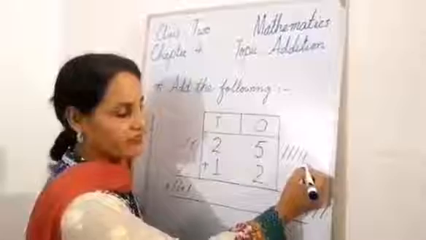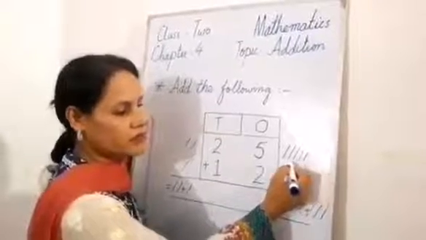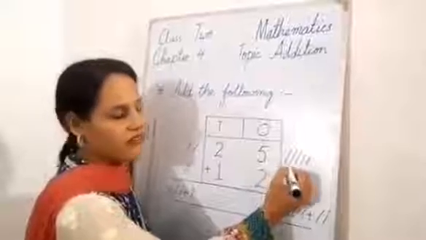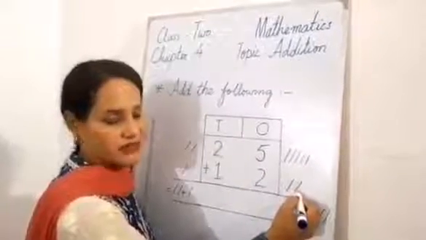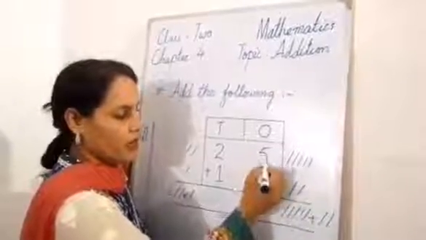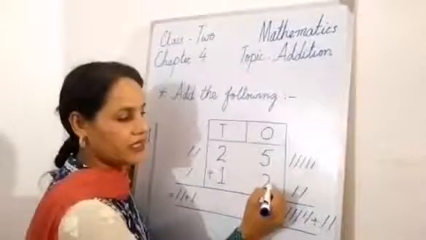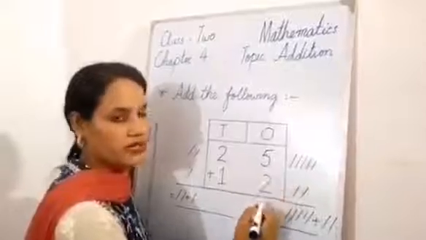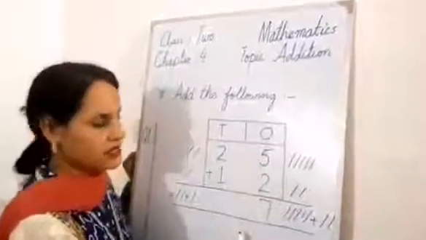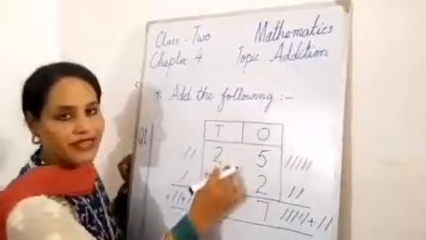First we will add 5 lines. 1, 2, 3, 4, 5. What comes after 5? It's number 6 and then number 7. So 5 add 2, the answer will be number 7. Well done class. Now we will add tens.